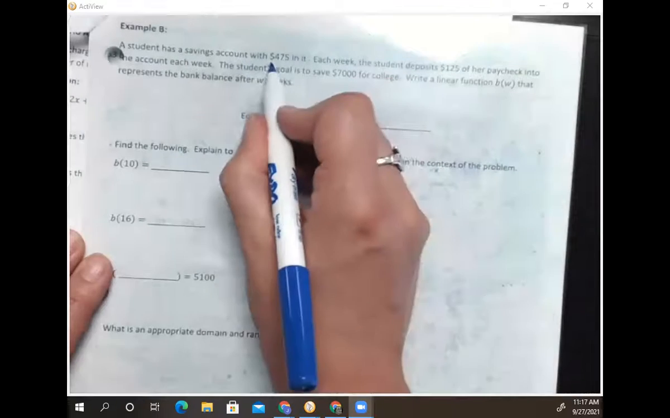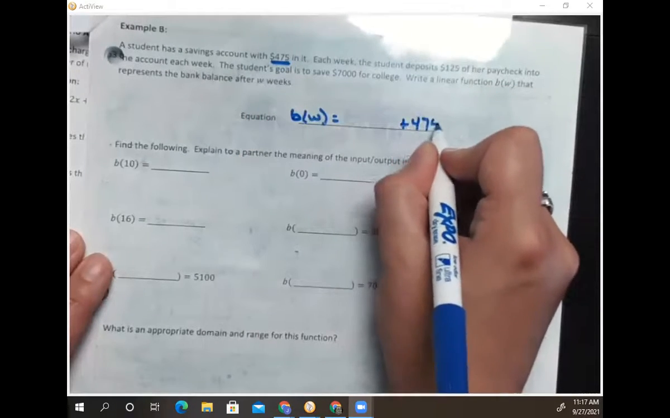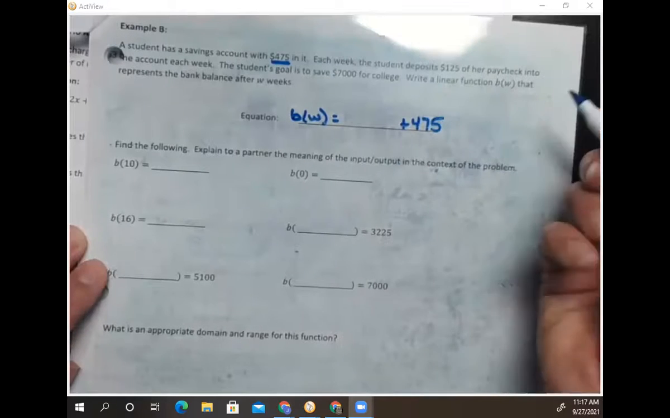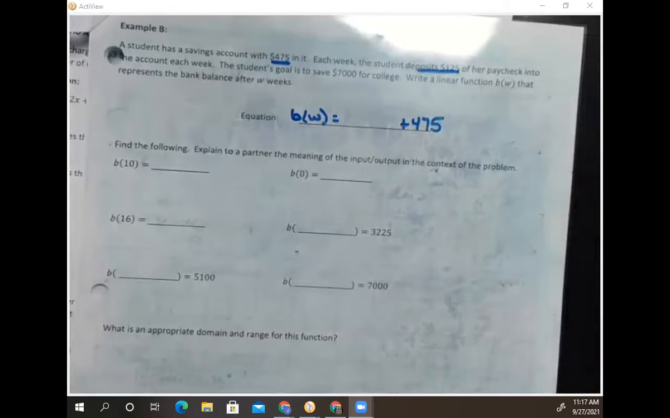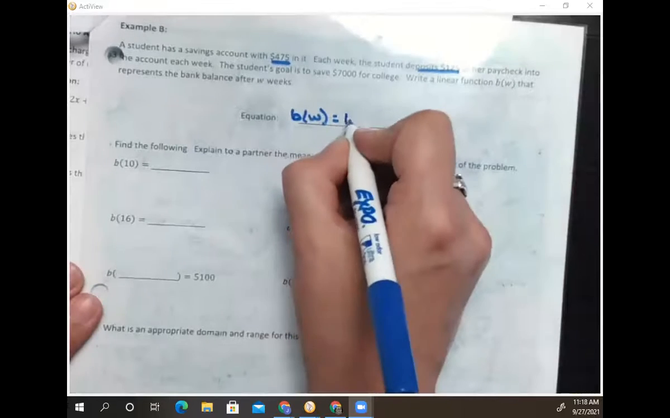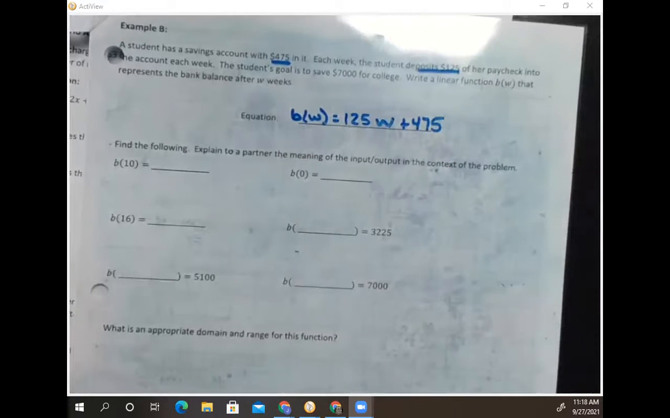And it says that I'm starting with 475. I'm going to put plus 475 at the end. And then we deposit $125 each week. So that 125, do I want it to be negative this time? No, I want it to be positive since we're adding on $125. So 125, and then it says use W for weeks. So 125W plus 475. So there's our function for this example.